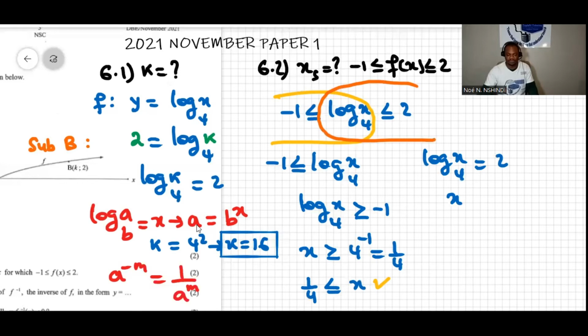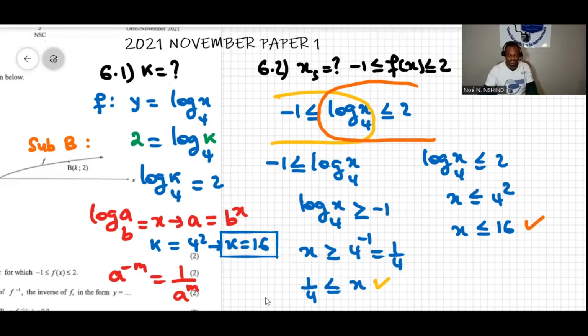x is less than or equal to 4 to the power of 2. That means x is less than or equal to 16. Now, therefore, this is done. Therefore, we can write those boundaries, the interval there.